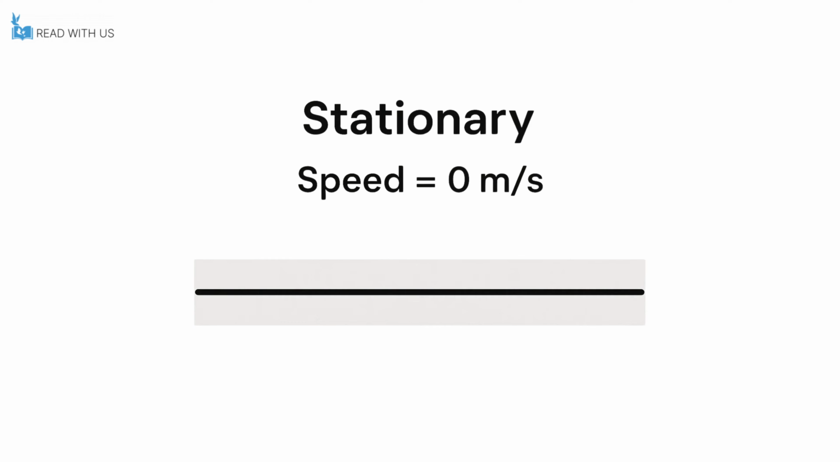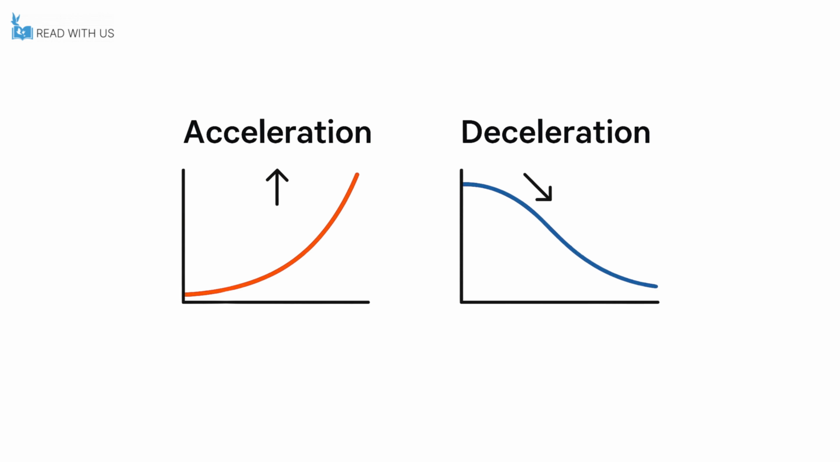A flat horizontal line, like the one in the middle, means she is stationary because both the gradient and speed are 0. When the line gets steeper, the gradient increases, so the speed is increasing, and this represents acceleration. When the line gets less steep, the gradient decreases, which shows deceleration.